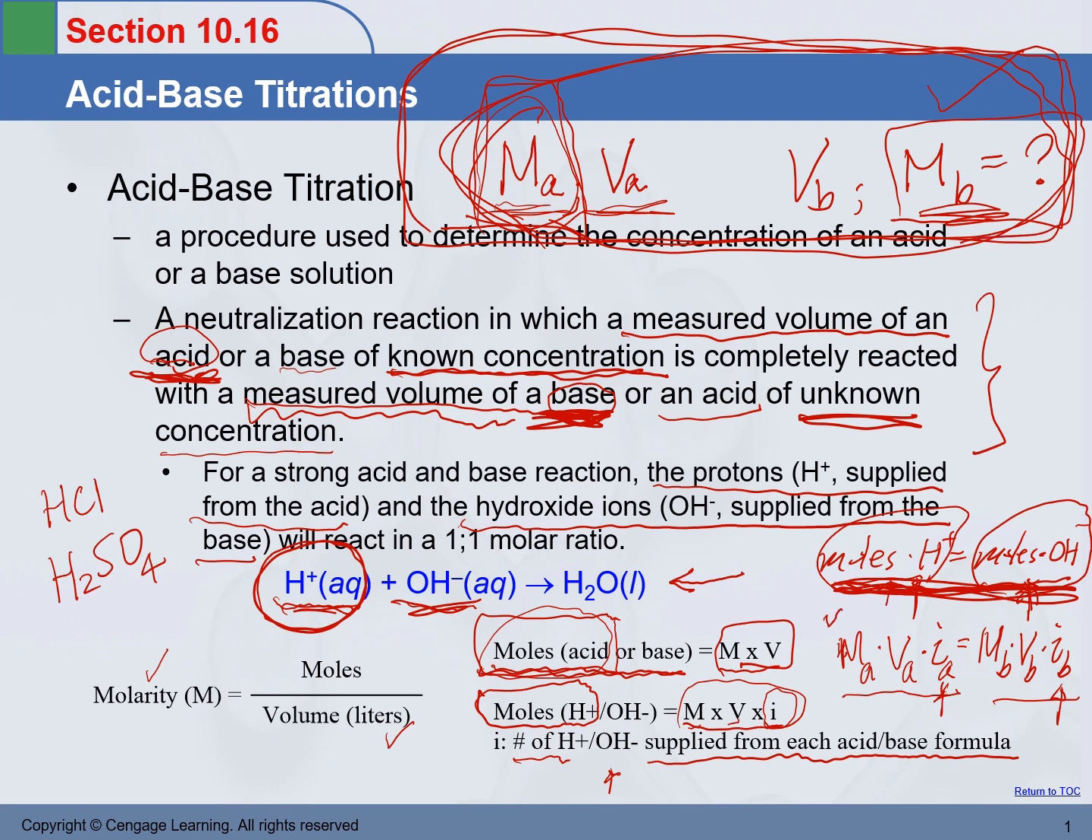We know MA, we know VA, all the I's are known. We also know VB, which is here. Then MB is the only thing that is unknown. We know we can solve that. Does that make sense to you? All right, let's move on.